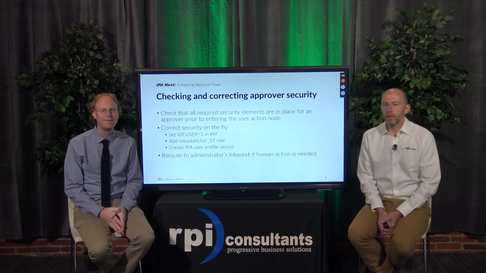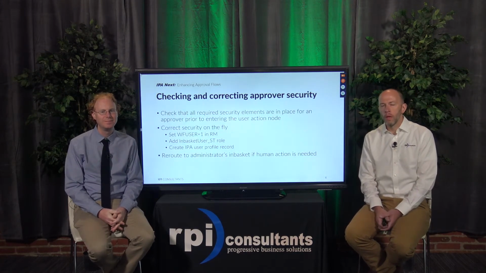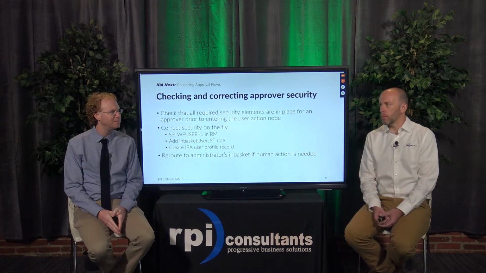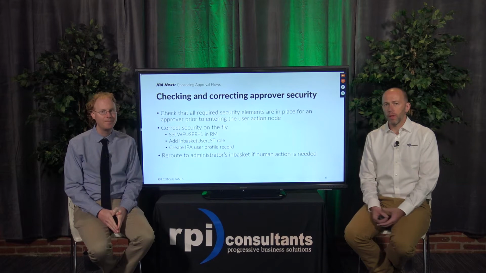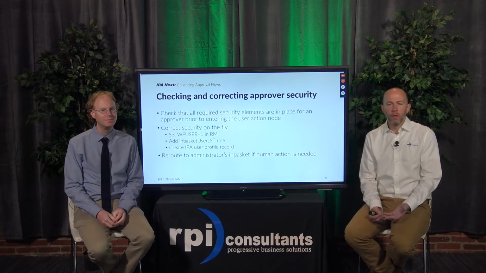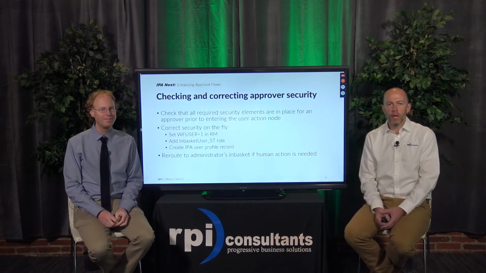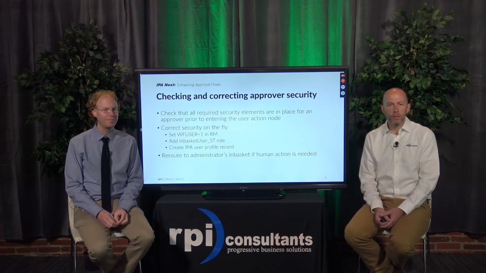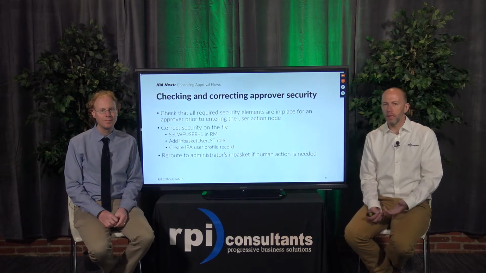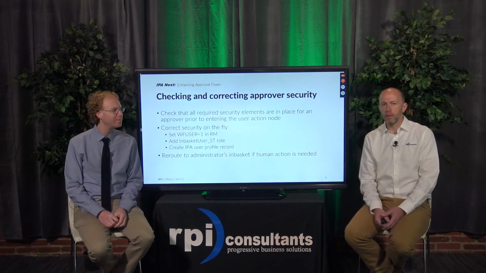And as your process flow is going through and assigning work to users, it could be that your user hasn't been fully set up yet in process automation. So one thing that you can do is to build that out on the fly right within your process. There's multiple things you have to check to make sure all these security elements are in place. So the WF user flag on the RMID, the in-basket user role on the Landmark side, and then of course the IPA user profile record as well needs to be created. So all of these things can be done within your process flow.